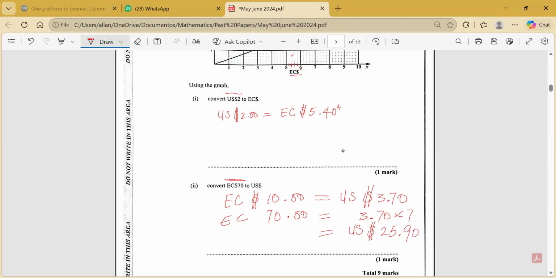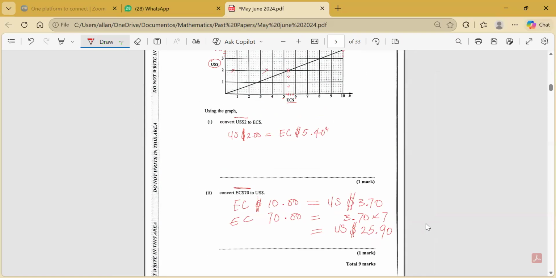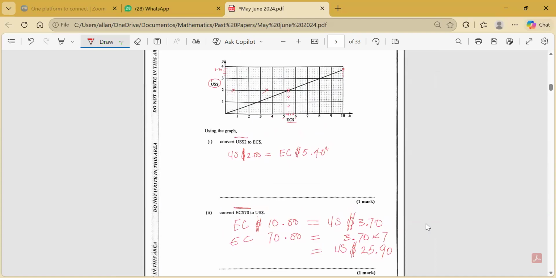You got 26? So let's move it to a significant figure. No, you have to give me the coins. Right? 25.90. All right. Is that okay? So you find for 10 and then you just multiply by 7. But you have to use your graph at all times.